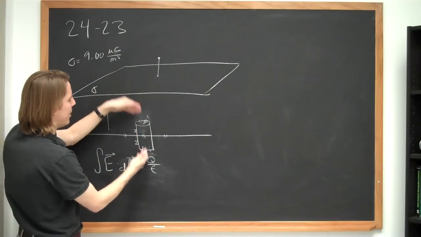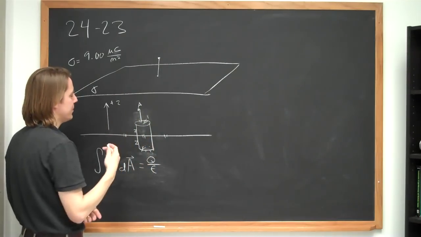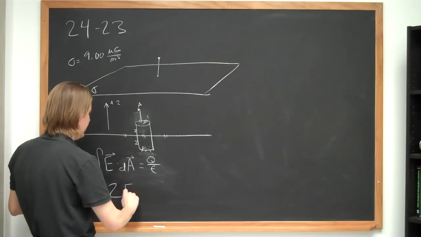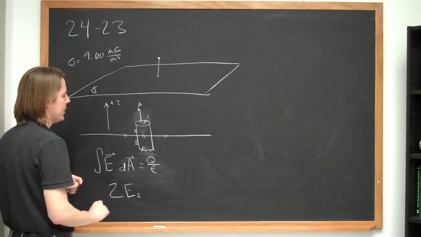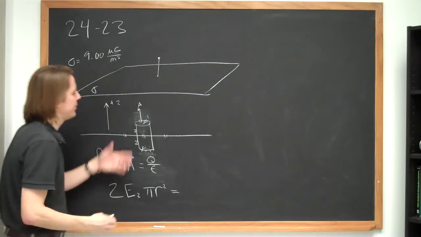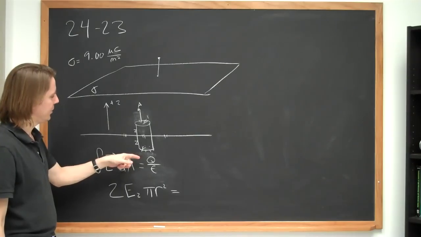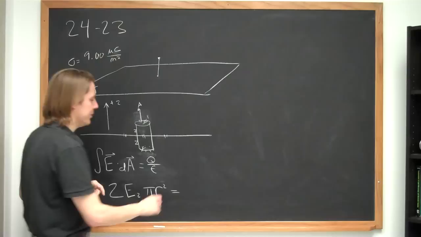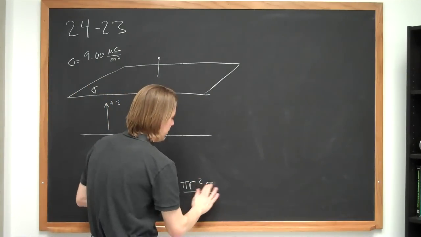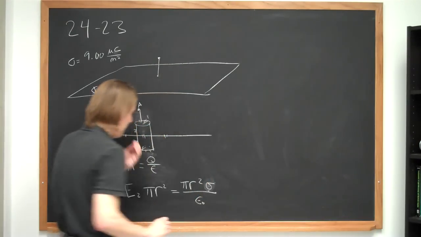And in both cases, the flux is positive because the area vectors are like that, and down here, and then the E fields are in the same direction. So it's really just 2 times the E field at height Z times the area, pi r squared. So that's the flux. It's just the flux at the top and the flux at the bottom. And then the total charge is what? It's pi r squared times the charge density sigma, and then that's over epsilon naught.